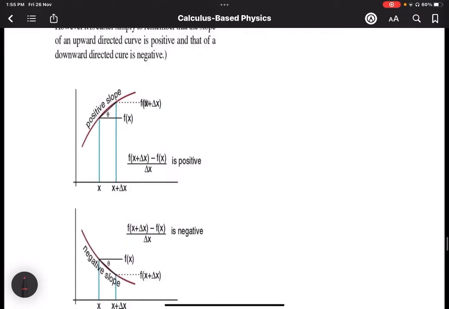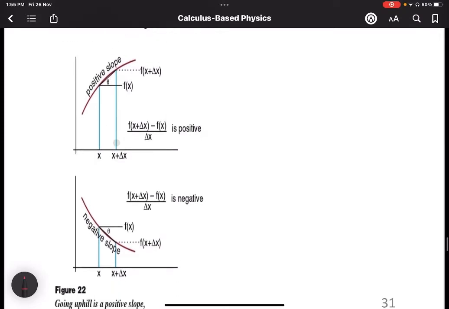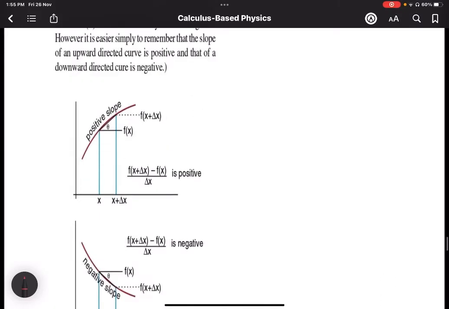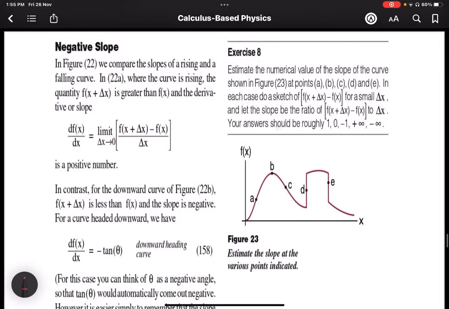No? Ito yung f of x, positive siya kasi pataas. Nakita nyo, mas mataas siya kaysa kay f of x. Sa negative slope, mas mataas si f of x kaysa kay f times x plus change in x. So, yun lang tatandaan nyo. So, we will have an example here.